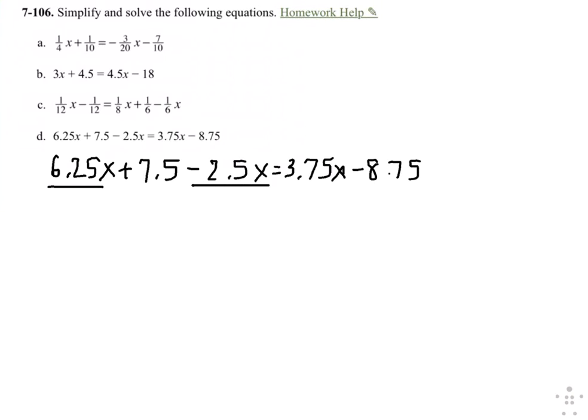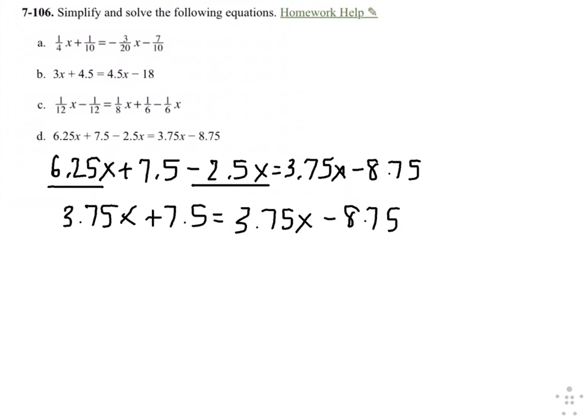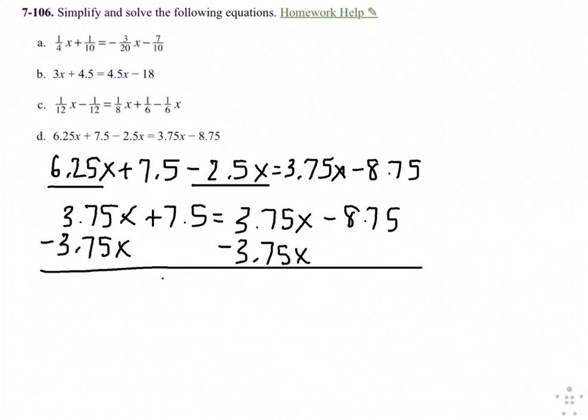So I have 6.25 minus 2.5, that's 3.75x plus 7.5 equals 3.75x minus 8.75. We can see what's going to happen here. I'm going to subtract 3.75x from both sides, and I'm left with 7.5 equals negative 8.75.